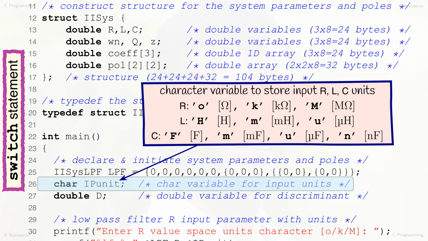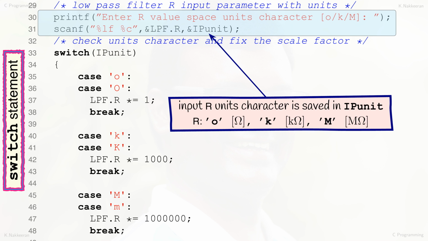Declaration of character variable IP unit, to store the keyboard input RLC units, one after another to check with the switch statement for its character value and then scale the RLC input values to the respective basic units values of resistance, inductance and capacitance. Line 30, printf statement displays the message on the monitor to inform the user to input the R value and alphabet character either O or K or M respectively for ohm or kilo ohm or mega ohm units for the resistance.